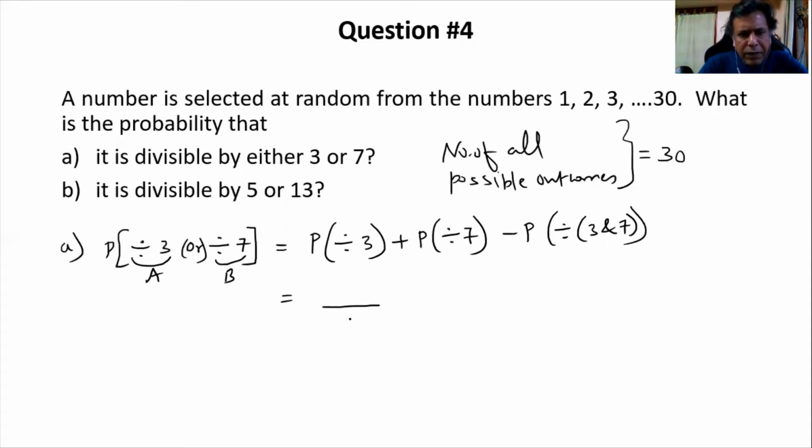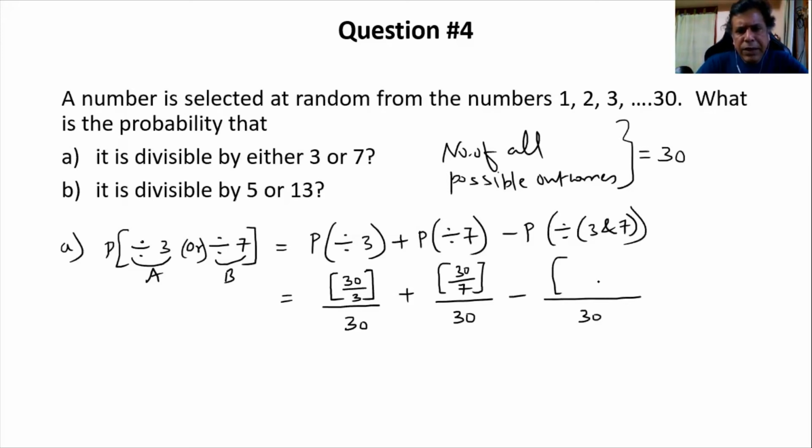One thing is clear, the denominator will be 30 because of all possible outcomes. The numerator will be the integer value, when I put a box bracket, we call it the integer value, of 30 numbers, 1 to 30, divided by 3. Plus, here also it is 30, but here 30 should be divided by 7, minus, here also 30, but here the integer value of 30 divided by the LCM of 3 and 7, because it should be both. The LCM of 3 and 7 will be 21.